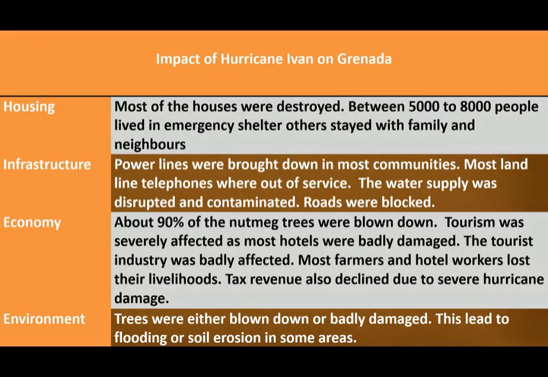So some hurricanes that have passed through the Caribbean recently, for example, Hurricane Ivan. This hurricane greatly affected Grenada, and you have damage to housing and infrastructure, such as power lines and so on. You also have the economy being affected, where tourism has been affected, and the environment itself has been damaged to an extent. And it shows you, it describes all of that to you.